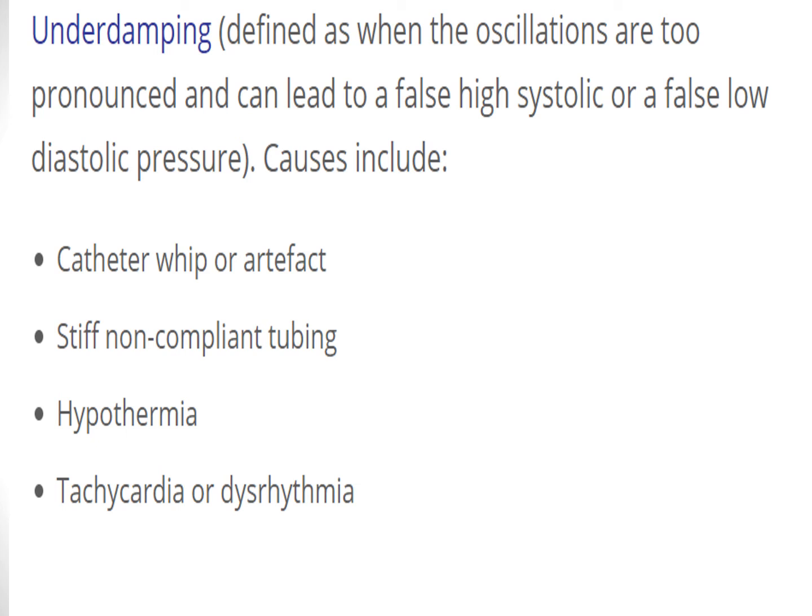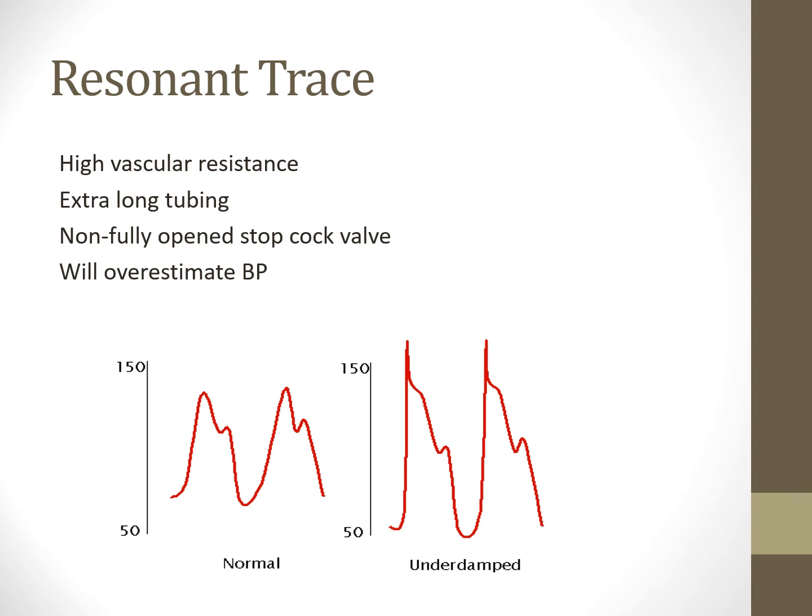The big one that you're going to see here is either hypothermia, where they have that vasoconstriction, and/or tachycardia, or they went into a really bad cardiac dysrhythmia. So tachycardia and cardiac dysrhythmia can easily cause an underdampened waveform. I know it sounds counterintuitive, but it's going to be a large mountain range compared to your normal mountain range. You see how high those peaks are, right?